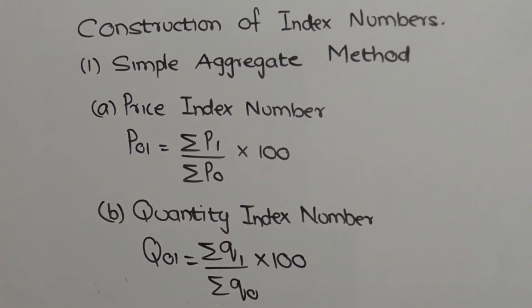Next, we are discussing construction of index numbers. The first method is the simple aggregate method. A price index number is denoted by P01. P01 equals sigma P1 upon sigma P0 into 100. Second, the quantity index number is denoted by Q01. Q01 equals sigma Q1 upon sigma Q0 into 100.